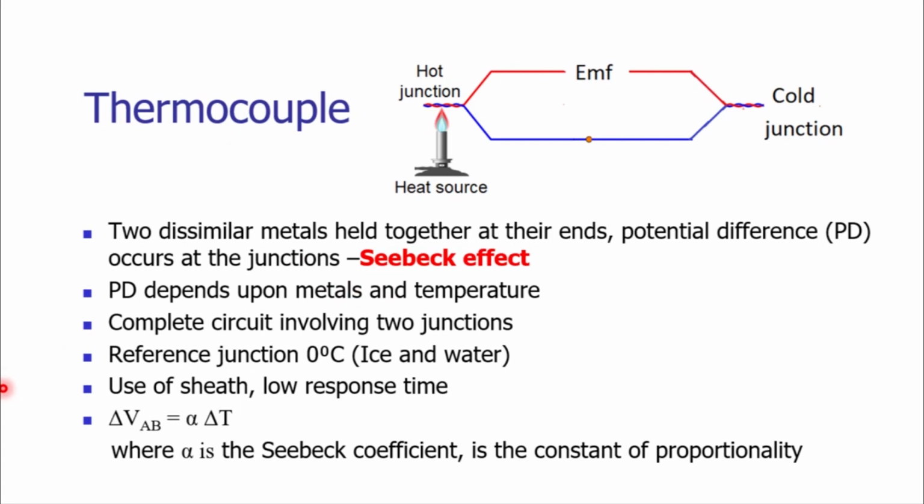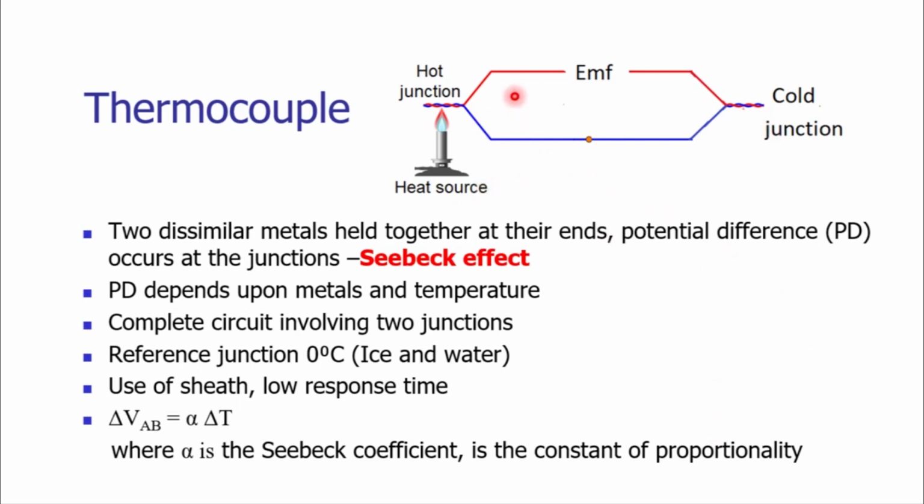So what is this Seebeck effect? The Seebeck effect states that when two dissimilar materials are held together at their ends, then a potential difference occurs at the junctions, and this potential difference is proportional to the temperature at these junctions.